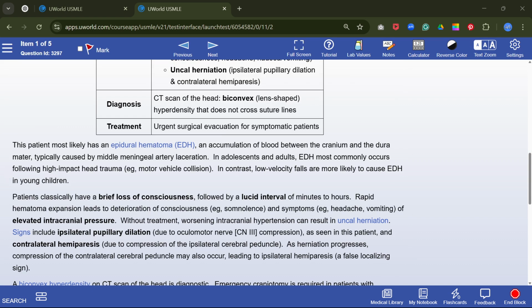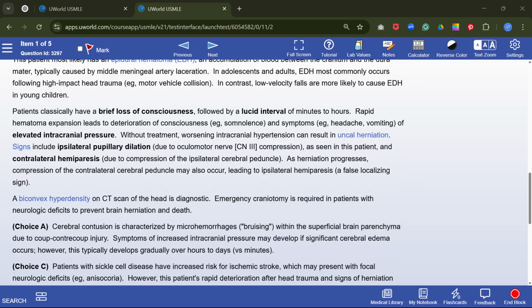So the patient classically has a brief loss of consciousness followed by a lucid interval of minutes to hours. Rapid hematoma expansion leads to deterioration of consciousness, somnolence, and symptoms: headache, vomiting, and elevated intracranial pressure. Without treatment, worsening intracranial hypertension can result in uncal herniation. Signs are ipsilateral pupillary dilatation due to oculomotor nerve compression and contralateral hemiparesis. As the herniation progresses, there is ipsilateral hemiparesis, which is a false localizing sign.